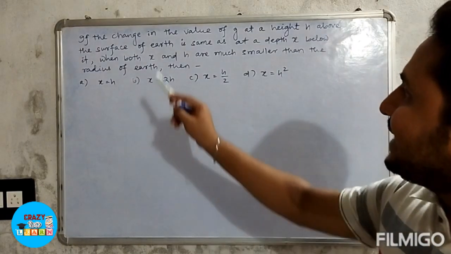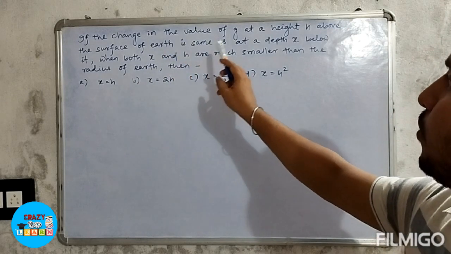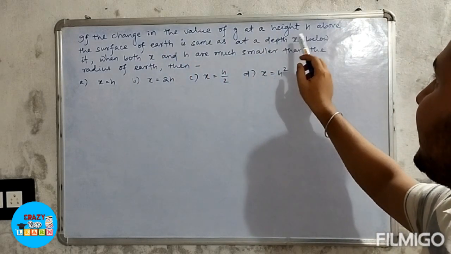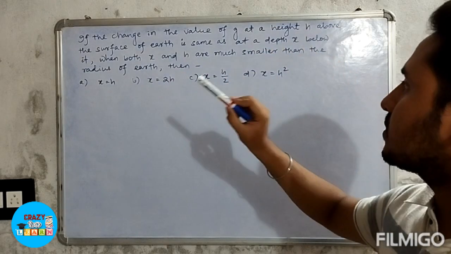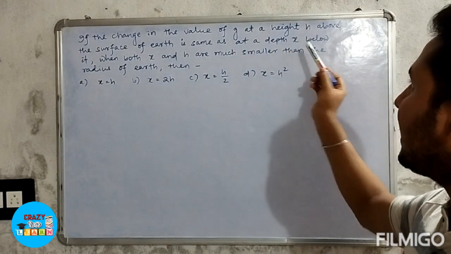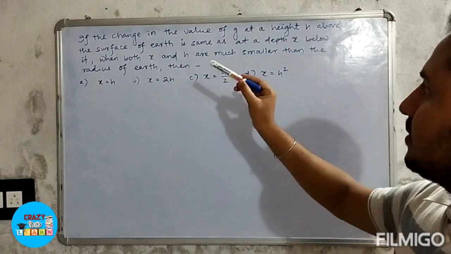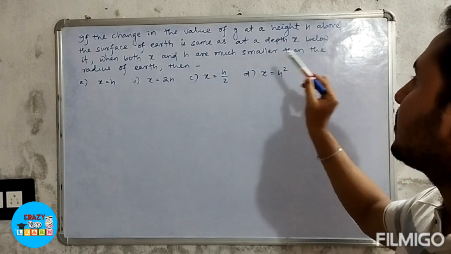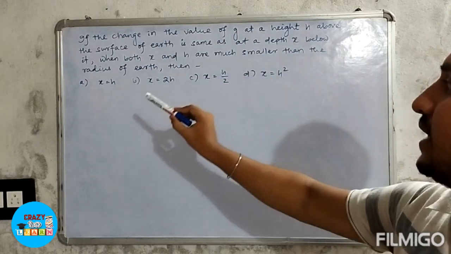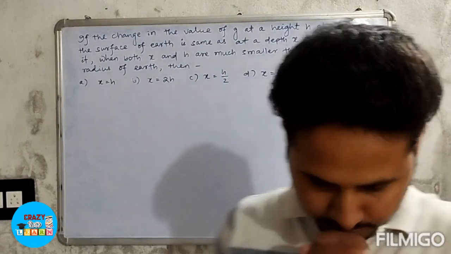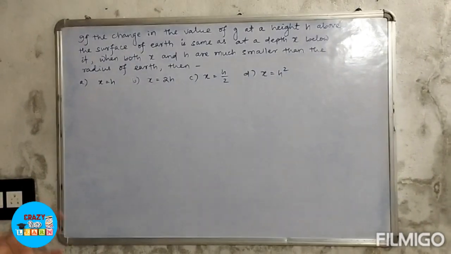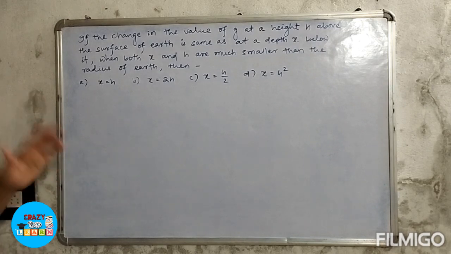The question is: if the change in the value of small g at a height h above the surface of earth is the same as at a depth x below it, where both x and h are much smaller than the radius of the earth, then what is the relation between x and h? So you should know the formula. But what is the formula? The value of g at height h from the earth's surface. You should know it, otherwise you cannot solve this question.